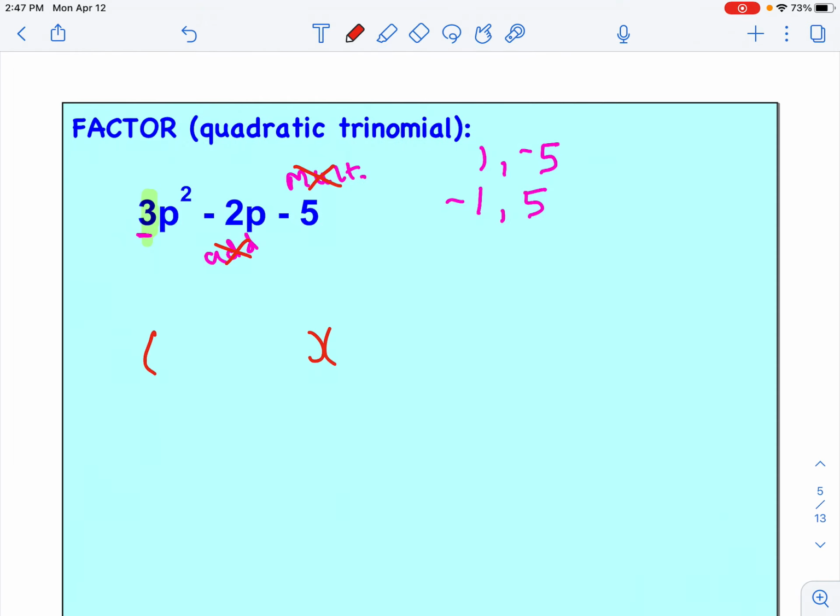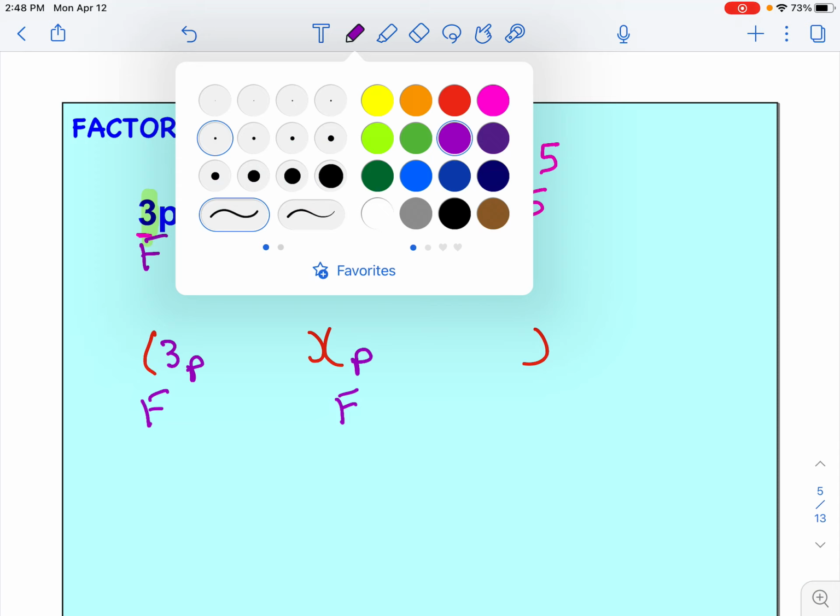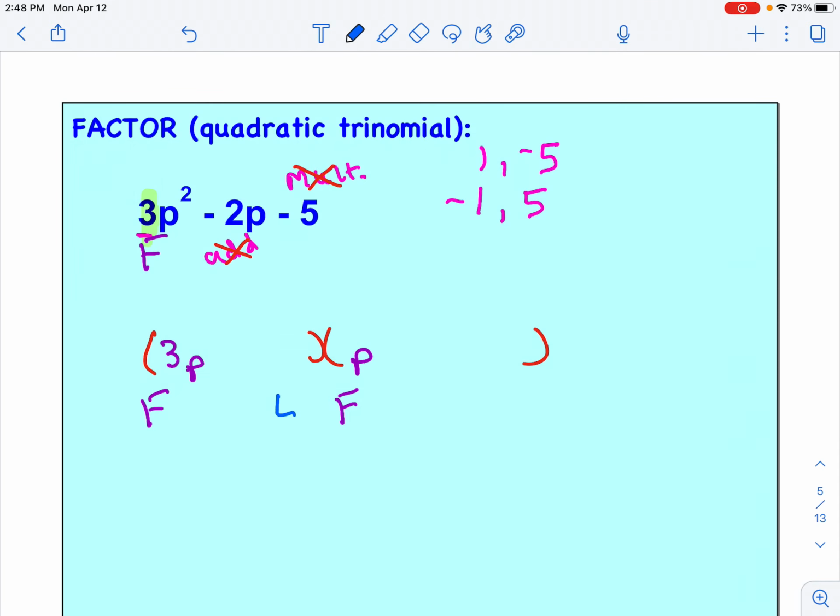But we do know from what we'd learned before that the first term times the first term always has to equal this first term here. That is true from the ones we did in the past as well. So that means the only way we can get 3p squared is multiplying 3p times p. So I know that's the beginning part. I also know that the last term times the last term always has to equal -5. So that's one of these two combinations.